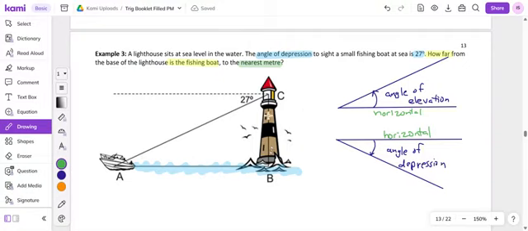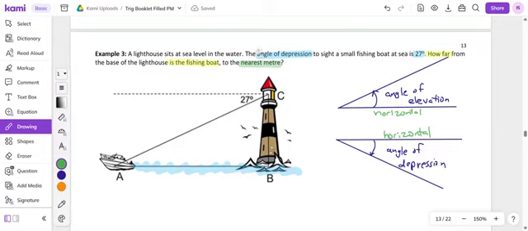Now, this idea, folks, is a little bit complicated. It won't be included on the quiz, but it can be on the test, and I'll spend some more time with the idea of the angle of elevation and depression. Now that we understand what this angle of depression is, let's see how it works for this question.